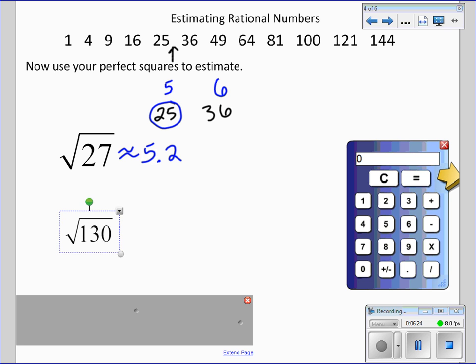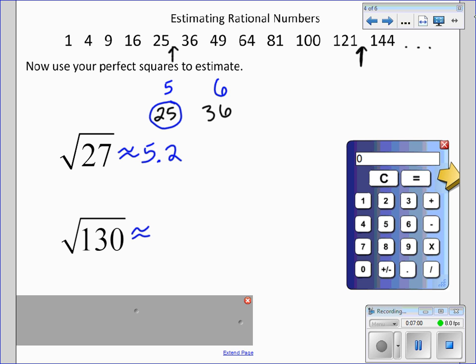Let's try 130. If we try to find 130 on our perfect square number line that goes on forever, it would fall kind of right in here. 130 is fairly close to the center between 121 and 144, but I think you would agree that it's closer to 121. In fact, it's only 9 spaces away from 121, whereas it's 14 spaces away from 144. And so we're going to say that it's approximately in between these two.